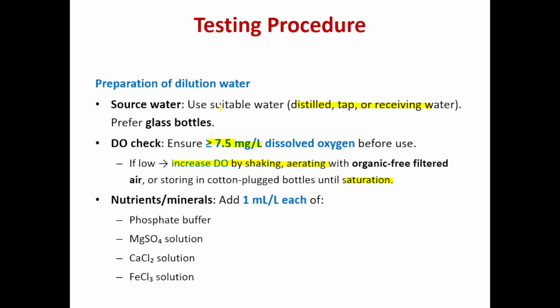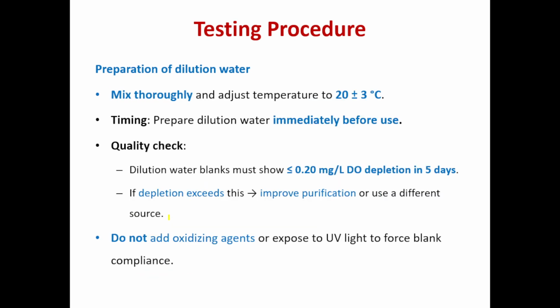After preparing this dilution water, we need to add nutrients and minerals. Add 1 ml per liter each of phosphate buffer, magnesium sulfate solution, calcium chloride solution, and ferric chloride solution. Now we need to mix this dilution water thoroughly and adjust the temperature of the dilution water to 20 ± 3 degrees Celsius.